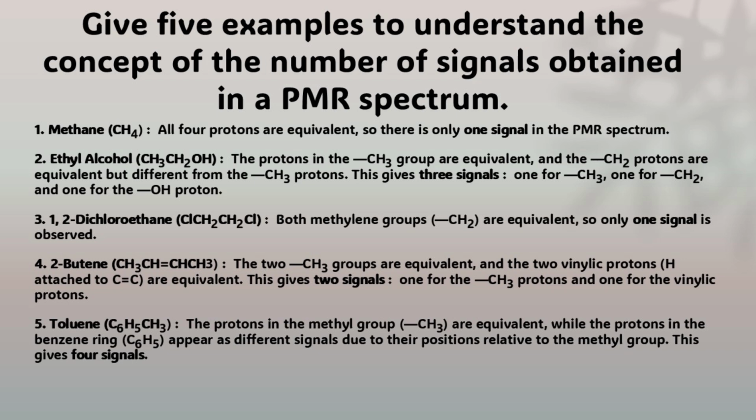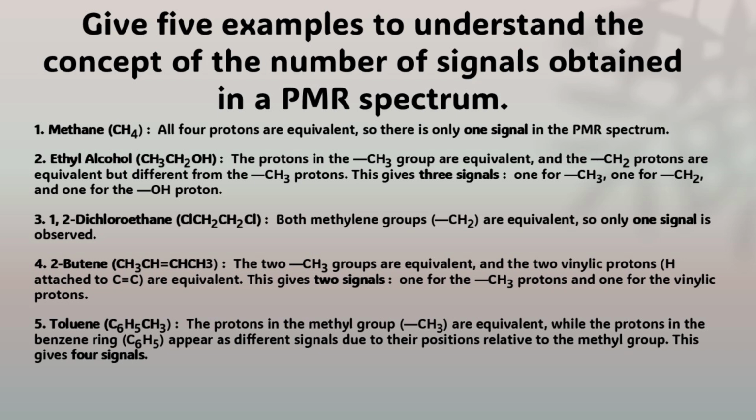4. 2-Butene, CH3CH=CHCH3. The two CH3 groups are equivalent, and the two vinylic protons, H attached to C=C, are equivalent. This gives two signals, one for the CH3 protons and one for the vinylic protons.